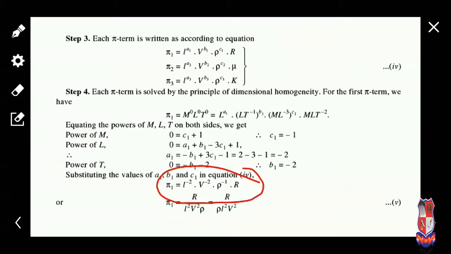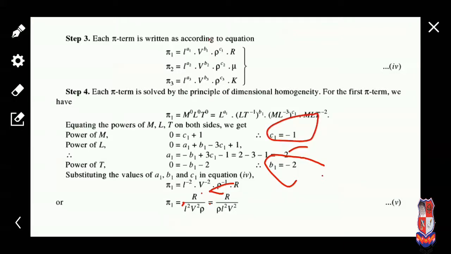Okay, so according to power we arrange all the variables. So R upon L square V square upon rho. Here L has a power A1, and the A1 value is minus 2, so L has a power minus 2. V has a power B1, and the B1 value is minus 2, so V has a power minus 2. Rho has a power C1, and the C1 value is minus 1, so rho has a power minus 1.